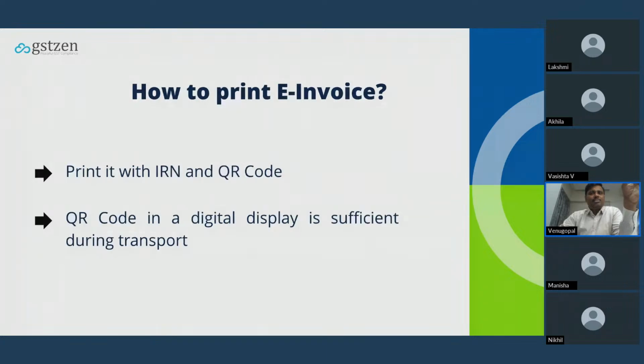While you print an invoice, it is mandatory. When you print the invoice, you print it with IRN and the QR code. QR code in the digital display is sufficient. You don't need to carry the physical form of the invoice. While in transit, the truck operator shows the QR on mobile that gets scanned by the officer. Squad has their equipment. Once they scan it, they will get the full details of invoice, contents, and the e-waybill.